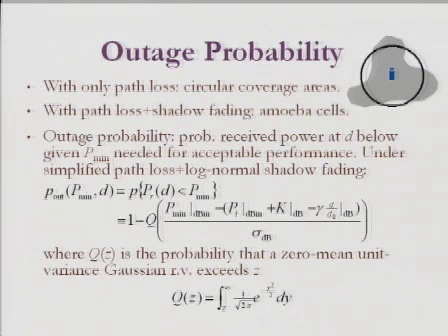Okay, so let's proceed. So we have that the outage probability at distance d, given the minimum power Pmin, is given by this 1 minus Q function. And it depends on Pmin, and it depends on the path loss and on the standard deviation of the shadow fading.